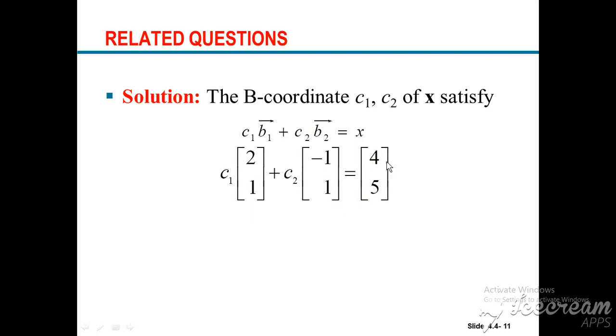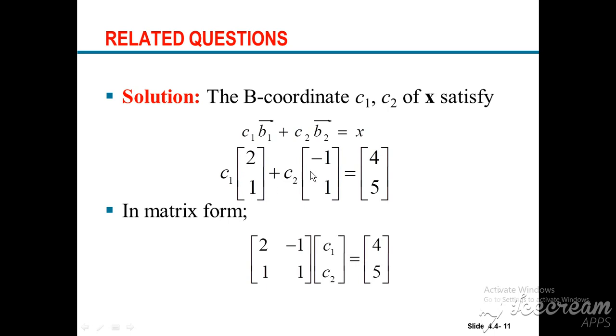Now you can easily solve this simultaneous equation. Look here, 2c1 minus c2 is equal to 4 and c1 plus c2 is equal to 5. You can solve by any method, although let's see how we are organizing it here. We write in matrix form. Look here, [2 -1; 1 1] times [c1; c2] is equal to [4; 5]. We consider this as b, and this is our coordinate vector relative to basis b. So this is b, and this coordinate vector of x related to basis b is equal to x.